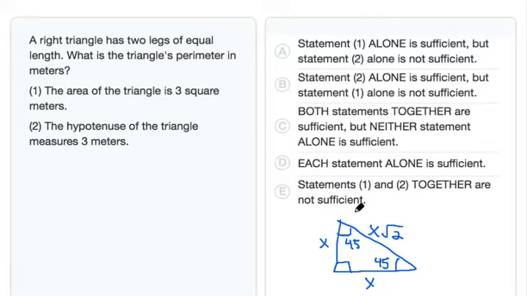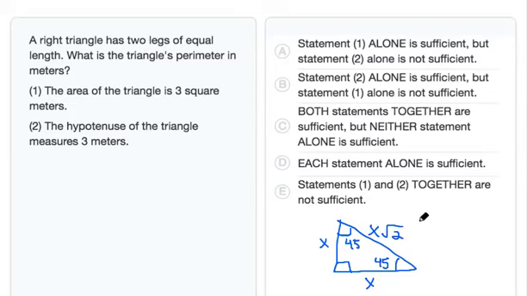So in this case, if we can find one of the sides of the triangle using the ratio of sides for this common right triangle, we could find all of the other sides. So we want to keep that in mind as we work through our different statements. We're looking for whether we can answer the question, what is the triangle's perimeter in meters?